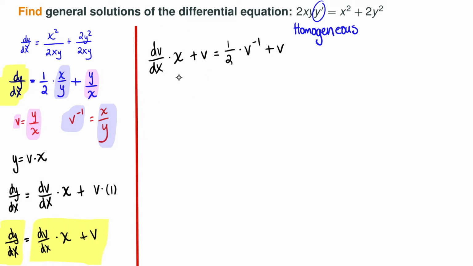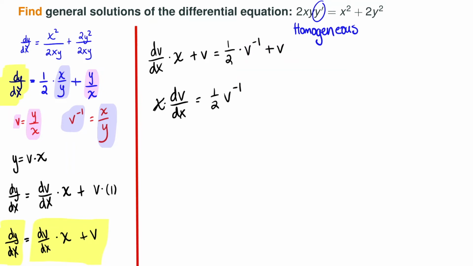Now, as we work to simplify after we made our substitutions, we see we have a v on both sides. We'll subtract v from both, they'll disappear. And we're left with the expression x times dv/dx equals 1/2 v to the negative 1. So we've made our substitution. Now let's look at the resulting differential equation and think about what type of differential equation it is, so then we'll know how we could go about solving it.